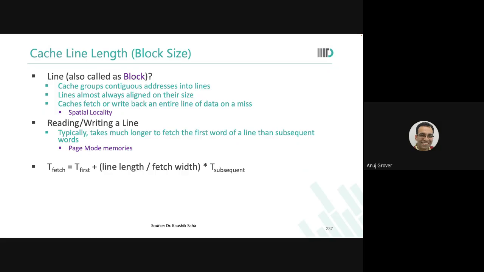fetch time, or let us say t miss, starts to improve, where fetch time is now the time to access the first word, which could be very long, plus line length by fetch width, how many words I wanted to get, times t subsequent. And t subsequent could be actually a very small fraction of the first access. Is that okay? But if the first access takes 100 nanoseconds, subsequent accesses could actually be done in 2 nanoseconds. That huge a difference, because now you don't need to go inside the memory to get the remaining words. All of them are now available in the local, again, cache for the DRAM.